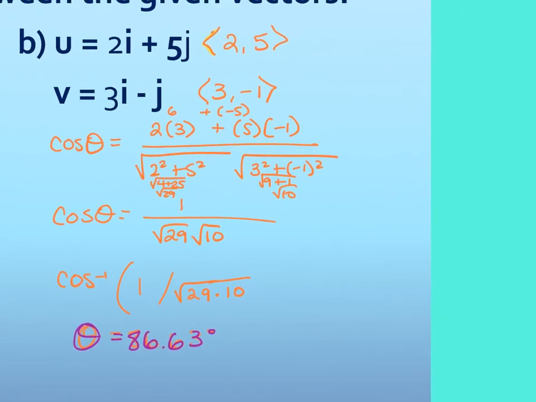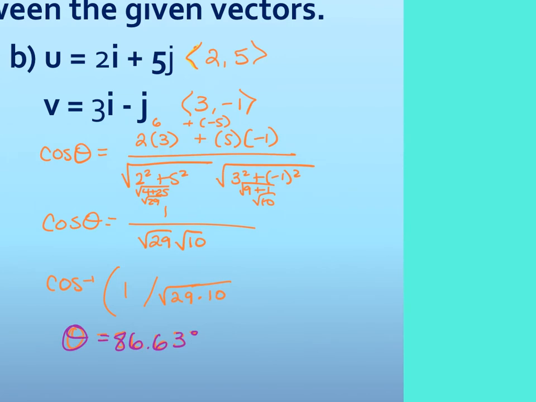And I'm going to confirm it by plotting these vectors. So 2, 5 would be right 2, up 1, 2, 3, 4, 5, about there. 3, negative 1 would be about there. And this looks pretty close to 90 degrees, which 86.63 is.